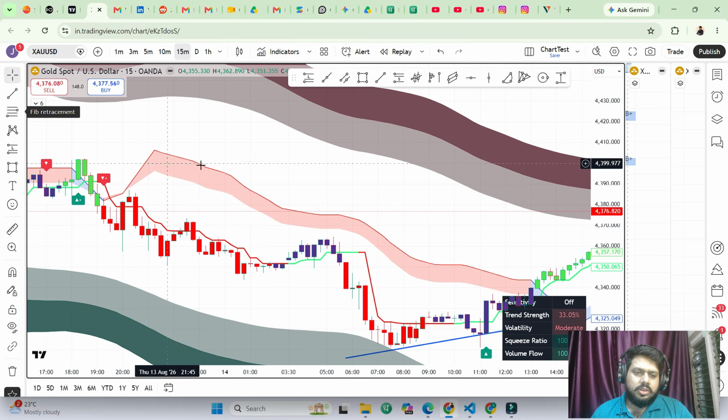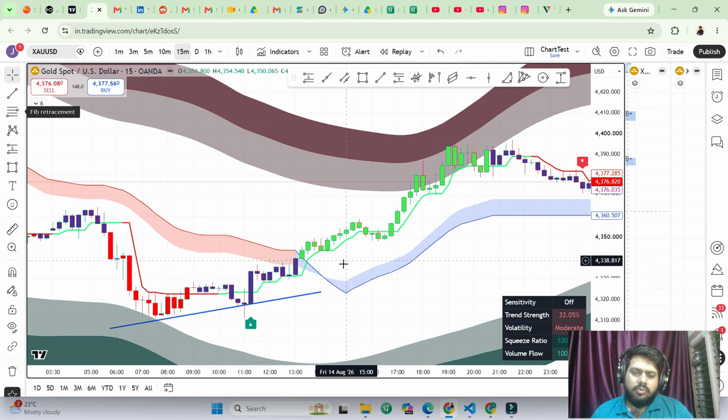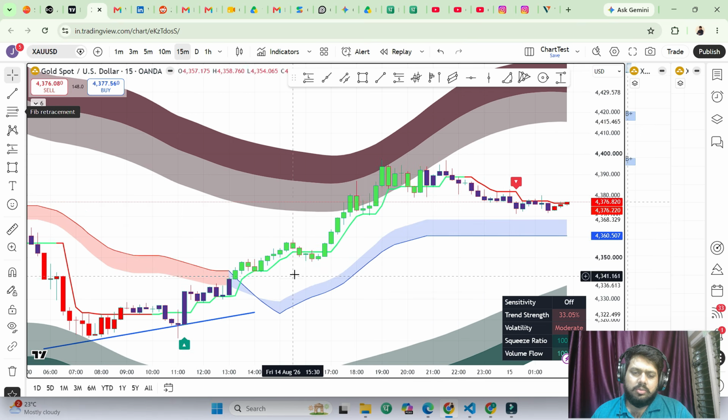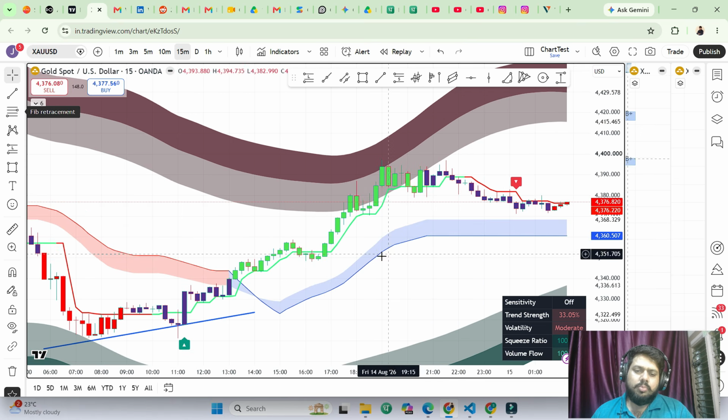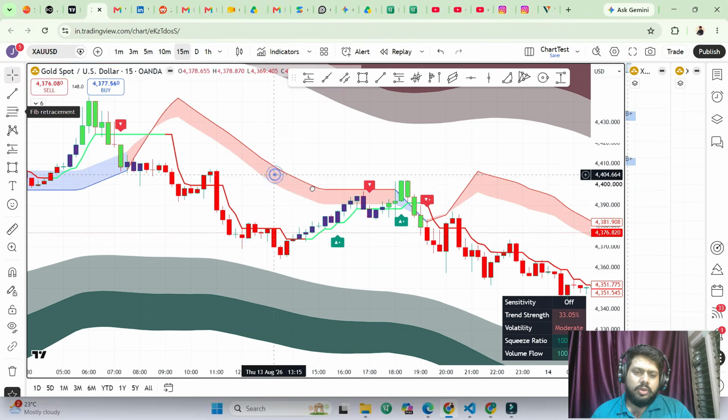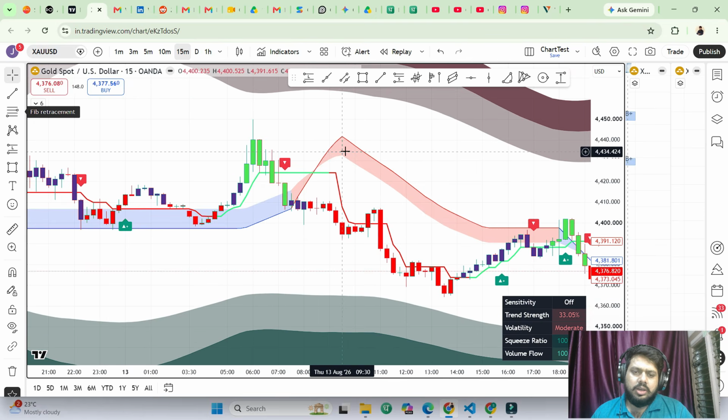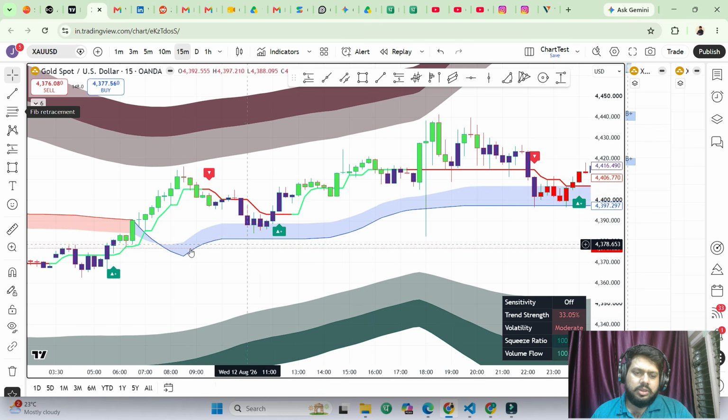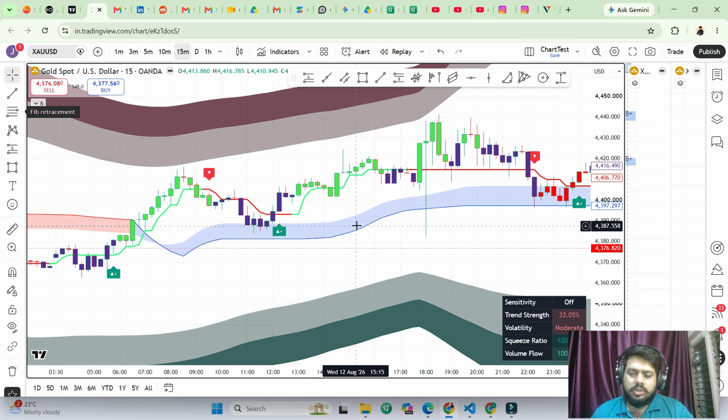In the trend bands, if you see the red band, you can consider that a downtrend, a down market. If you see the blue color band, then you can consider that an uptrend. So when you see the red band, you can only plan for the sell option, a short option.